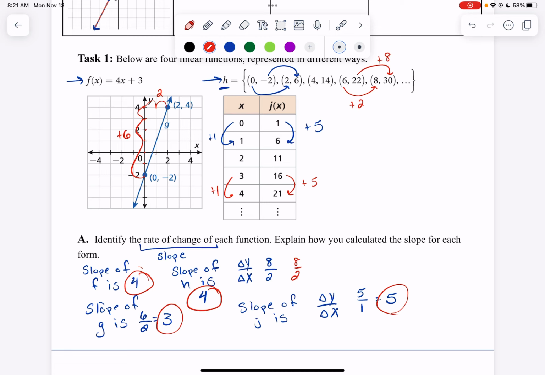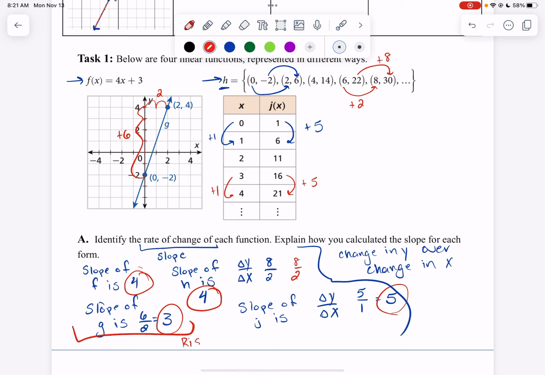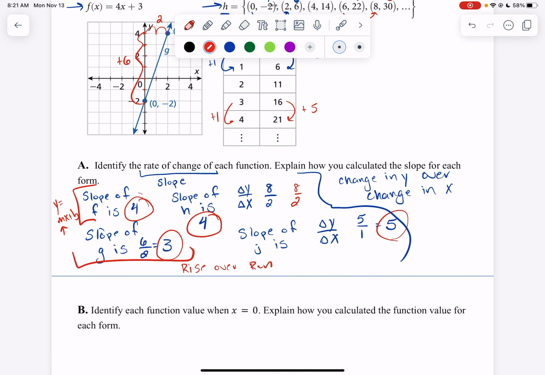Explain how you calculated the slope for each form. What did we do? We found change in y over change in x for these two. Okay, so for h and j, we did change in y over change in x. For g, what did we use? Rise over run. And then for this one, we used y equals mx plus b to find the slope. Okay. So depending on how it's written, we kind of did it a different way.